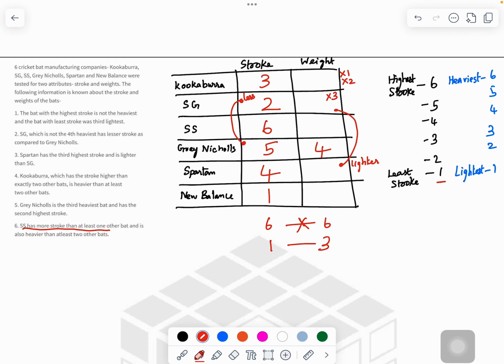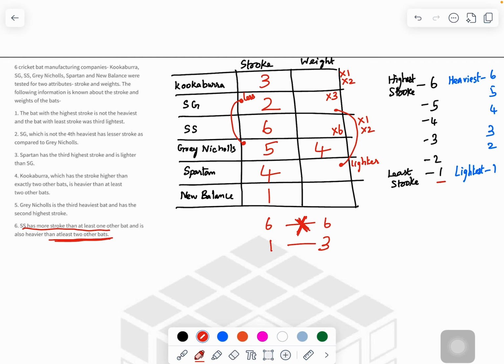And they've mentioned that wherever 6 comes in stroke, weight cannot be 6. So this point is definitely not 6. Okay. Now, it is also heavier than at least 2 other bats. If it is heavier than 2 other bats, it is not the lightest of the bats. It is not 1, it is not 2.